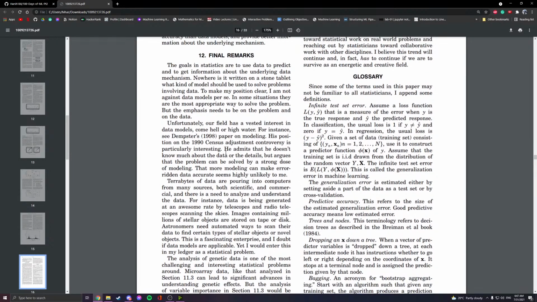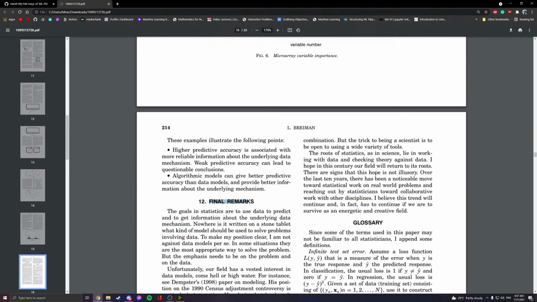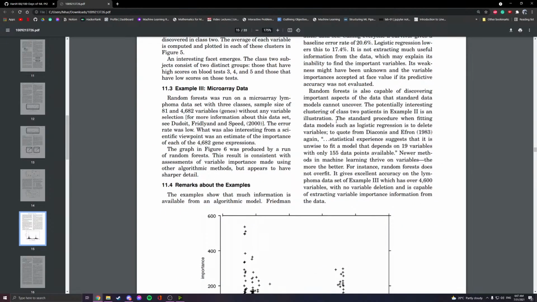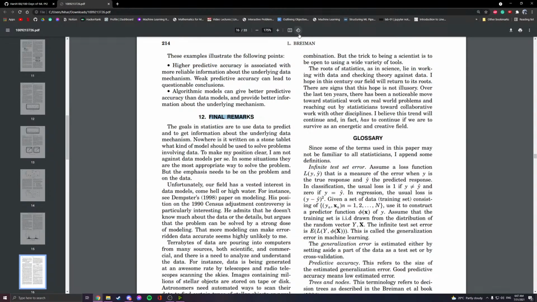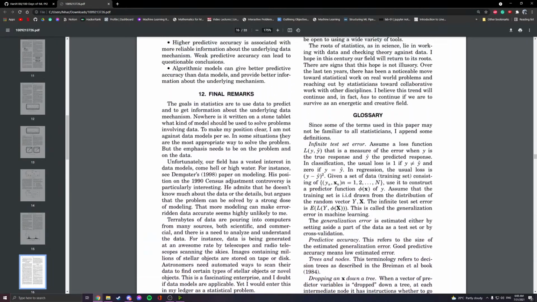So finally, he just concludes. I haven't read the section yet, but I'll go ahead and do that right now. But so far, I guess the gist of it is the fact that we shouldn't just automatically ignore more complex models just because it's not easy to interpret, because of the fact that it's able to produce reliable and accurate information. Okay, let me go ahead and finish up section 12 and we'll be done with this paper.